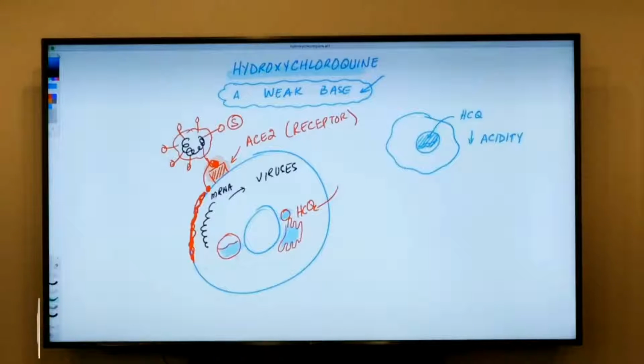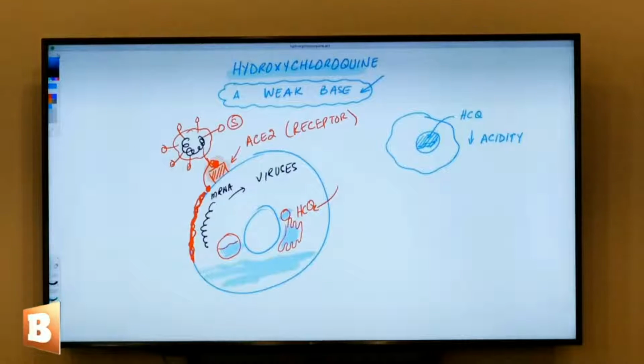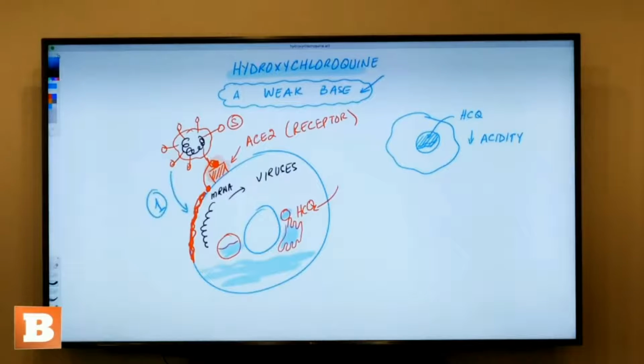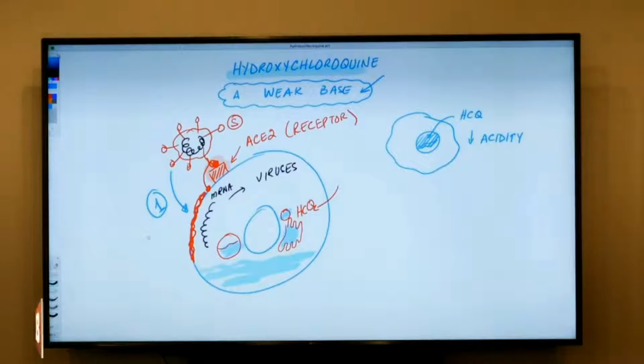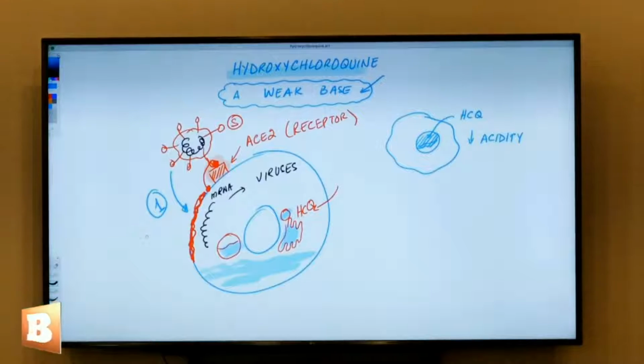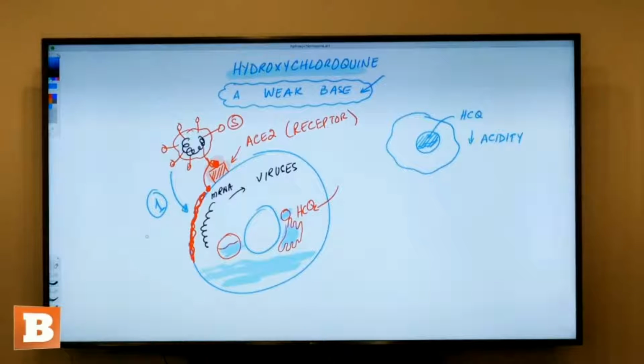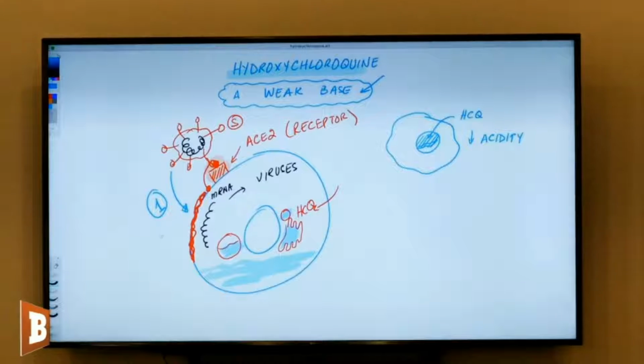The acidity inside the cell is reduced. That reduction in acidity does the following things. Number one, the fusion of the virus envelope with our membrane, which allows its RNA to arrive into the cell, is hindered. This fusion requires an acidic environment inside the cell. In the presence of hydroxychloroquine, because the environment inside the cell has become less acidic, the fusion becomes hindered. So that is one mechanism.